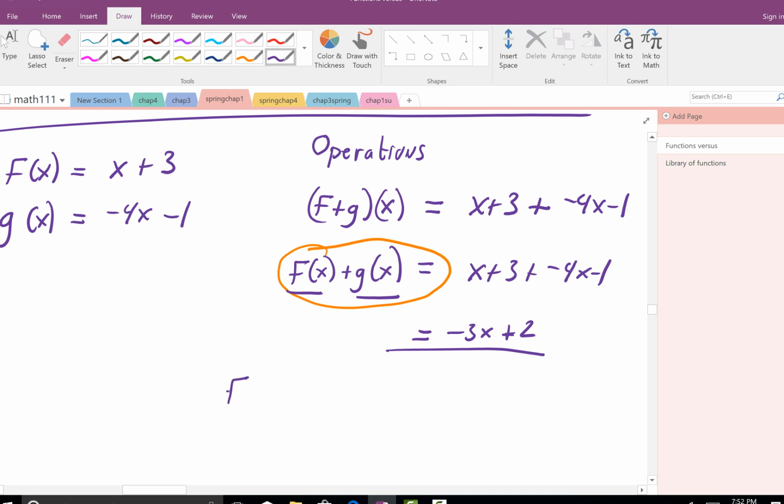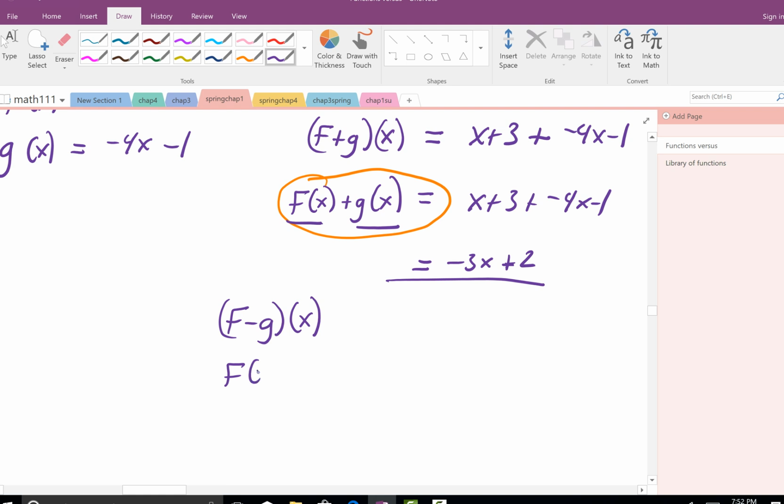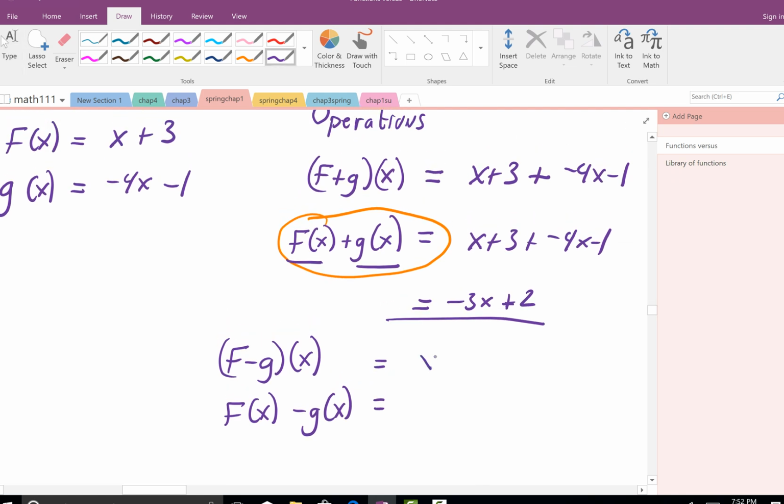Here we'll do the same thing. We'll do a subtraction. So that's going to look like this. f of x minus g of x. So now I'm just going to subtract them. So I'm going to take x plus 3, that's my f function, minus, I'm going to put this in parentheses, negative 4x minus 1. That's my g function. Okay? These things are the same. Now I just got to work it out.